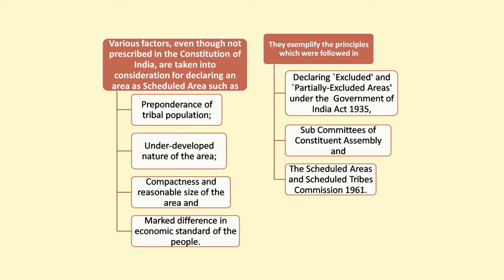Now, different factors in order to create a scheduled area. Though no criteria as such is prescribed in the Constitution as to the factors to be taken into consideration in order to declare a scheduled area, but yes, there are certain factors. For example, multitude of population, then compactness and reasonable size of the area, then underdeveloped nature of the area, then marked difference in the economic standards of the area. These factors exemplify the principles which were followed by the subcommittees of Constituent Assembly. These principles were also followed under the Government of India Act 1935 while categorizing the areas into excluded areas as well as the partially excluded areas.